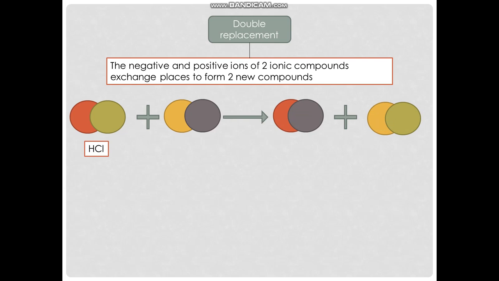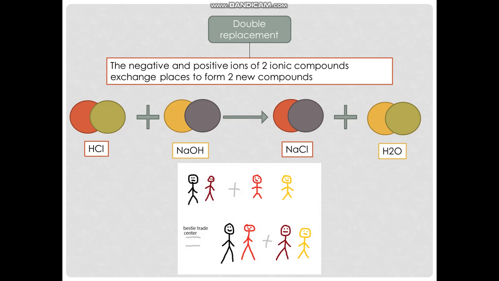And here's an example. HCl as the first compound, and NaOH. And it turns to NaCl and H2O. And here's another example.